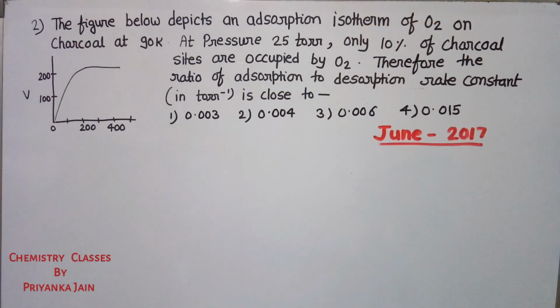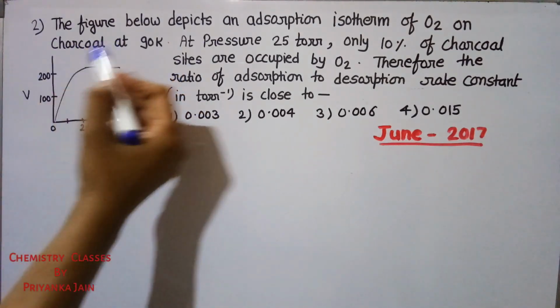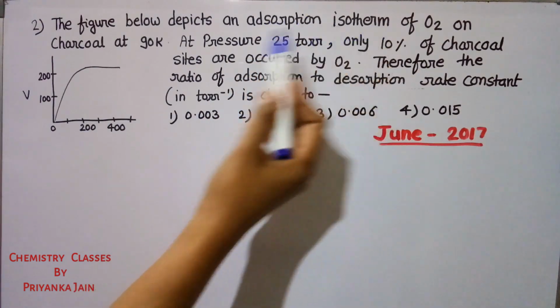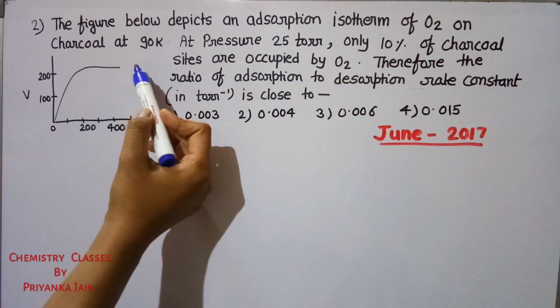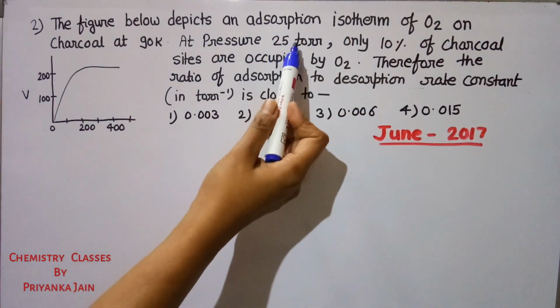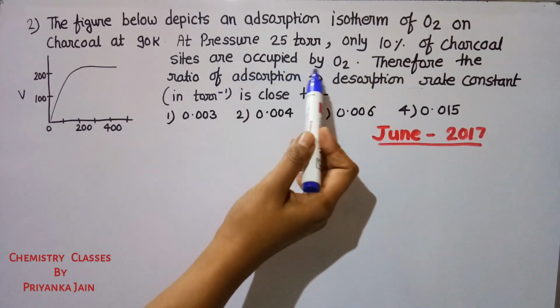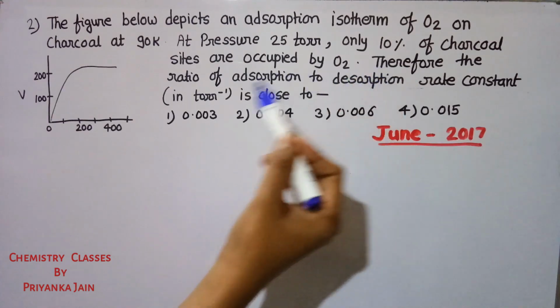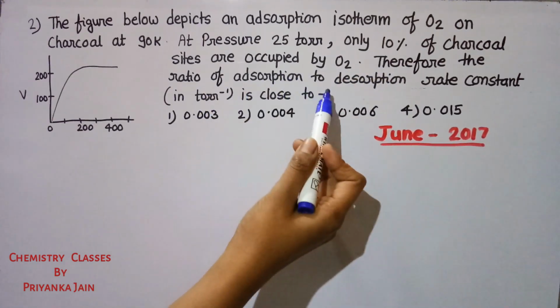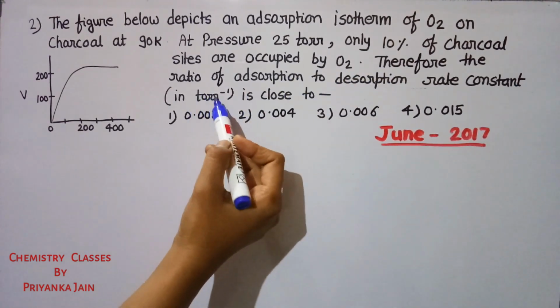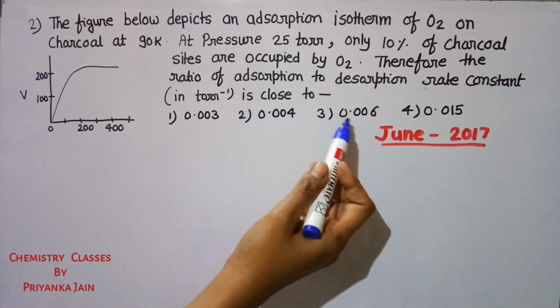Okay, then the next question is from June 2017. The question is: the figure below depicts the adsorption isotherm of O2 on charcoal at 90 Kelvin. At pressure 25 torr, only 10% of charcoal sites are occupied by O2. Therefore, the ratio of adsorption to desorption rate constant in torr inverse is close to, and we have been given 4 different values.